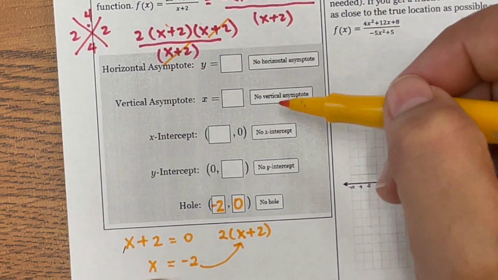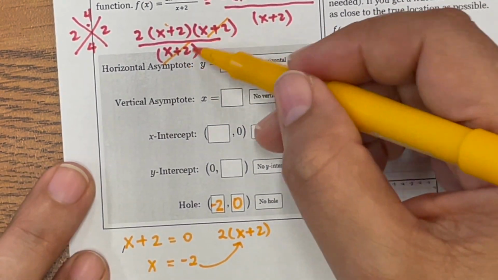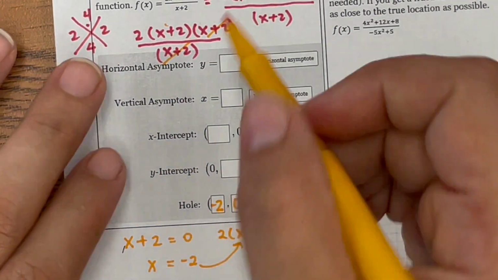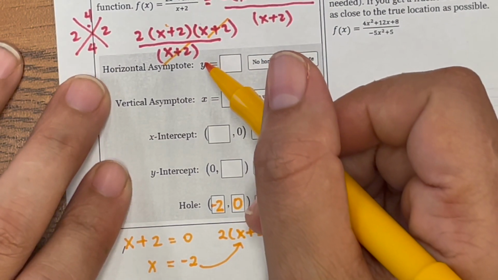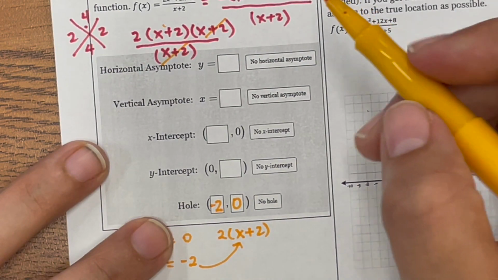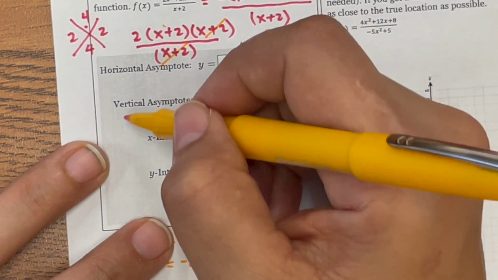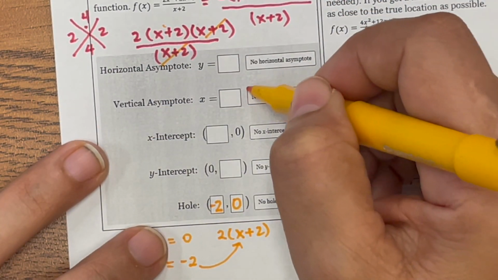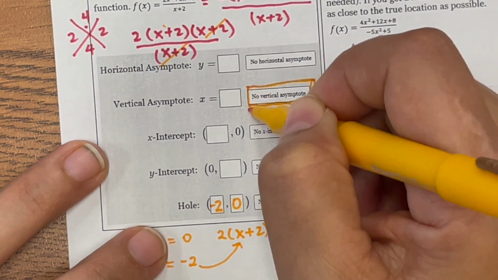Now I'm going to look at my asymptote. Once I get rid of my holes, I take my denominator and set that equal to 0. What's left on my denominator? Nothing. So I have no vertical asymptote, so I click this one.